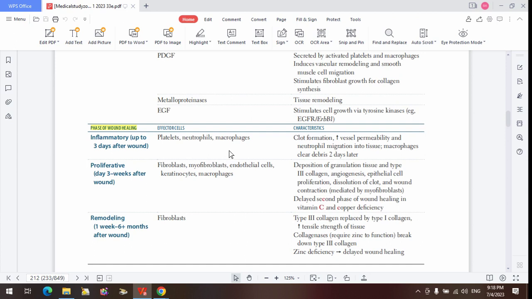Then the next thing is there's a wound. We need to close that wound. That's where the proliferative phase now starts. How would they want to close that wound?